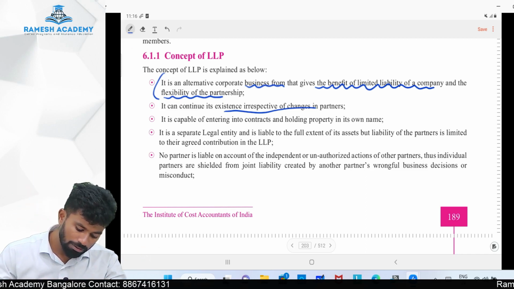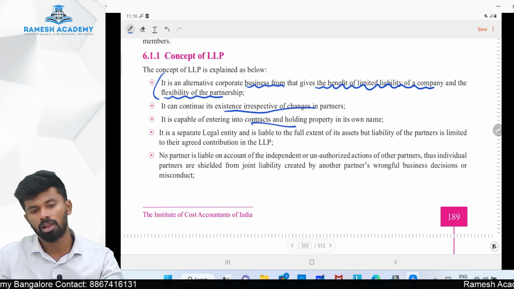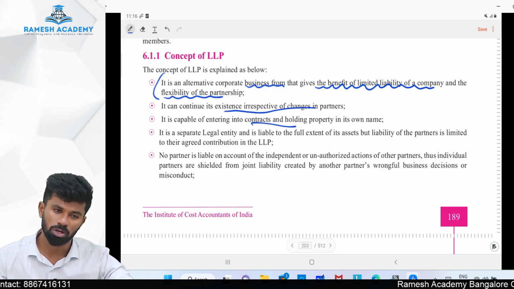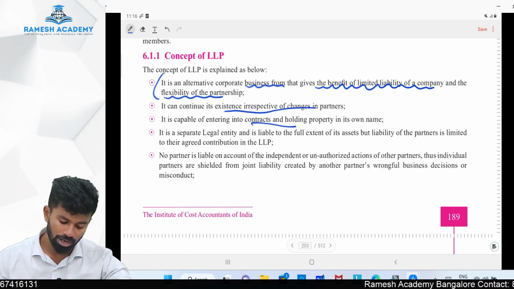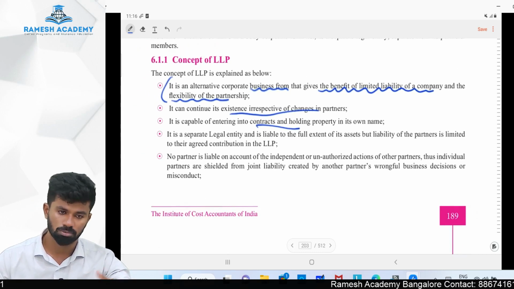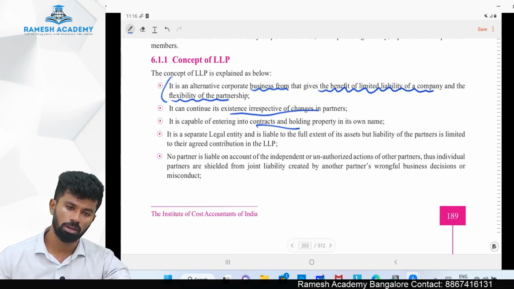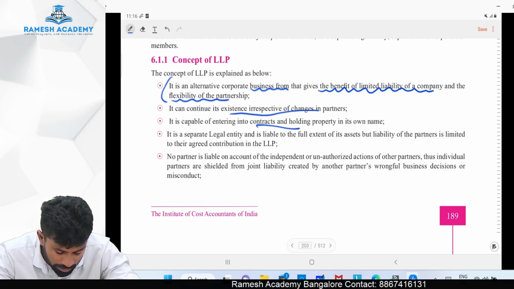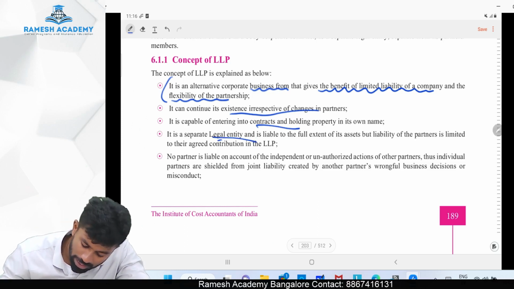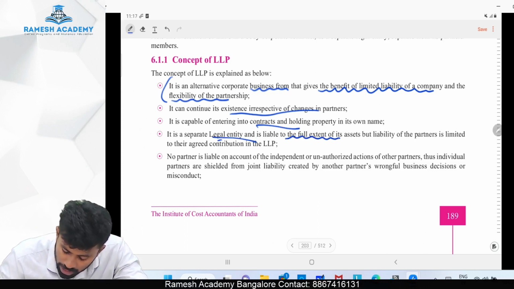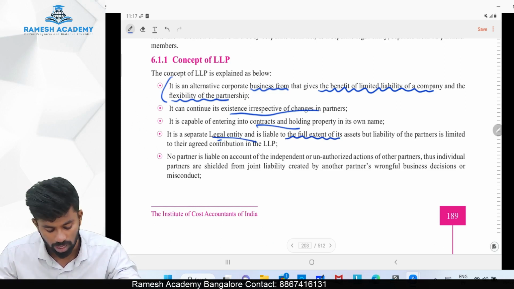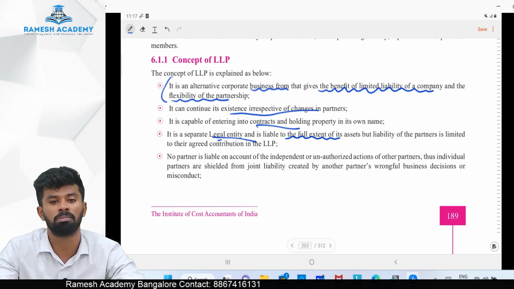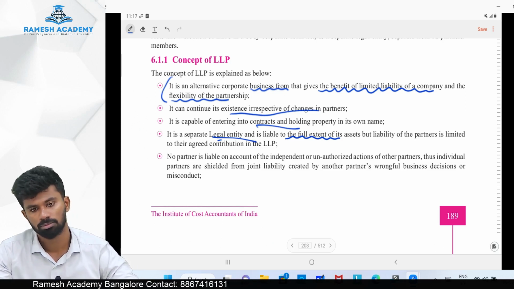It is capable of entering into a contract and holding property in its own name. Sir, why sir? Because LLP is a body corporate. So because LLP is a body corporate, it can hold property in its own name and it can also enter into a contract in the LLP name itself. It is a separate legal entity and liable to the full extent of its assets. And the liability of the partners is limited to the amount of contribution they make to the LLP.